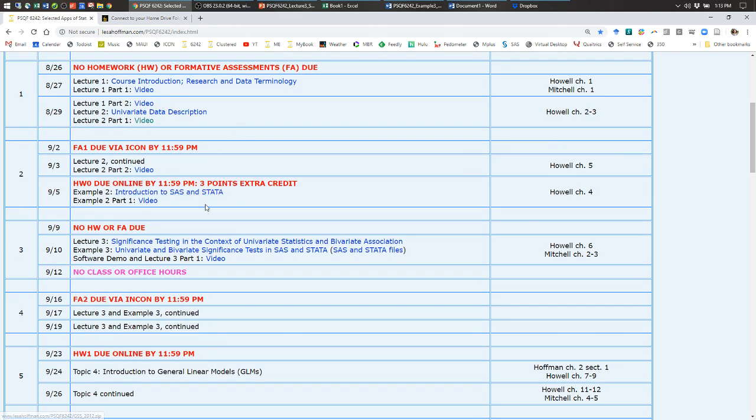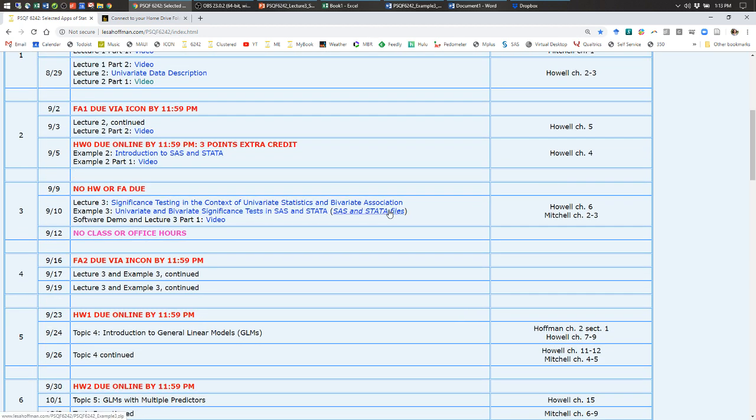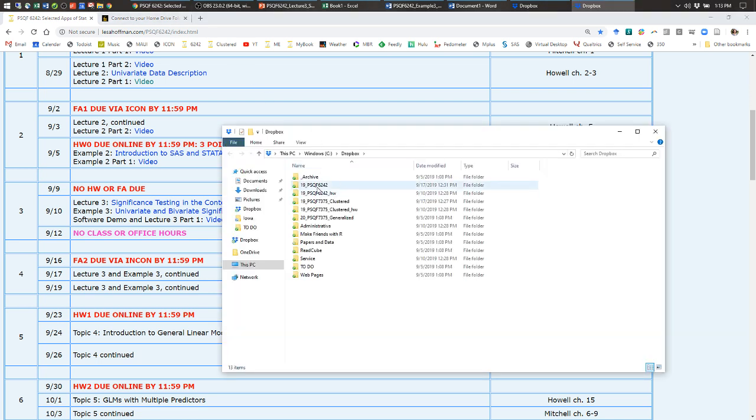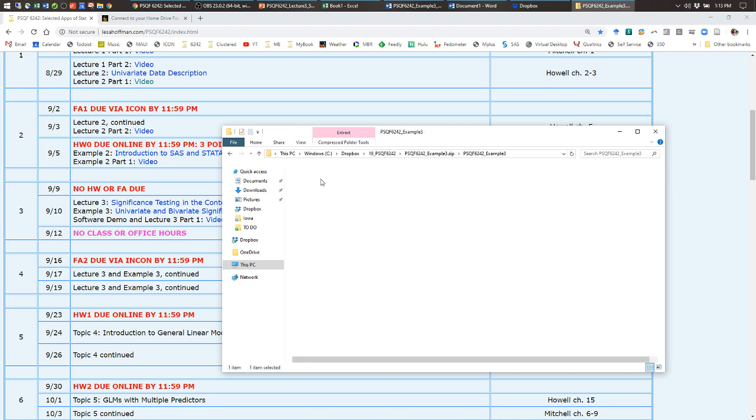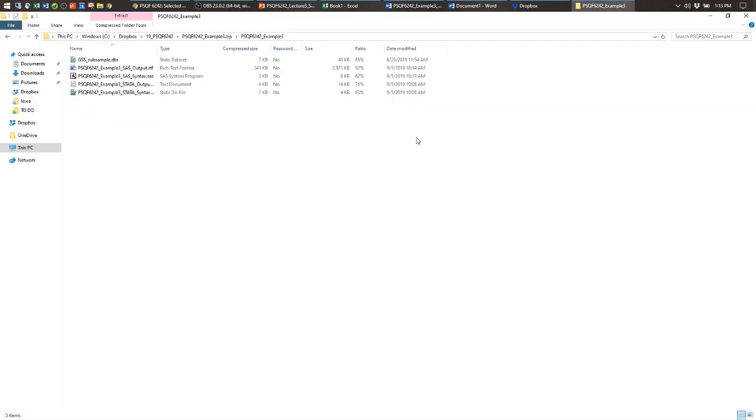So the files that I'm referring to are here, example 3. This is the handout that I'm going over, and then this is the SAS and Stata files. So what I've given you is a Stata version of a data set, because Stata data sets can be read into SAS but not vice versa. The output from SAS, the output from Stata, and the syntax in both programs. So if you want to run these things and see what happens, or you can just look at the output, everything is there.